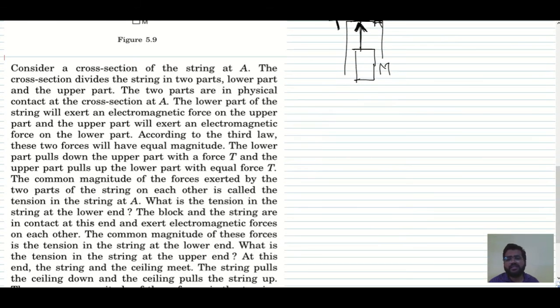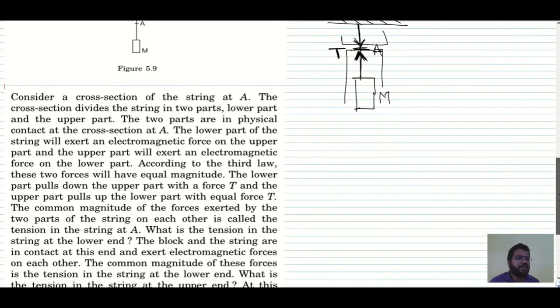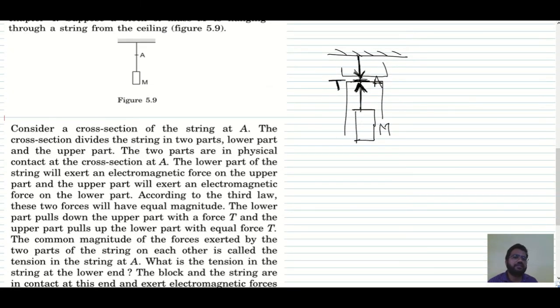What is the tension in the string at the lower end? The block and the string are in contact at this end and exert electromagnetic forces on each other. The common magnitude of these forces is the tension in the string at the lower end. What is the tension in the string at the upper end? Same thing at the upper end: it is just pulling the ceiling, and at the lower end, it is just pulling this mass M. So this is what you have to remember.